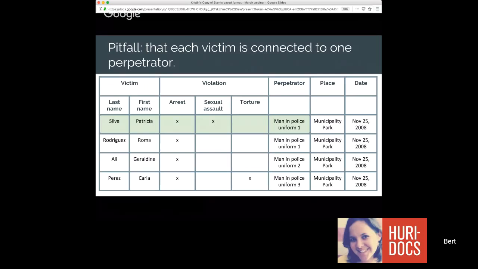The victim and the violation he or she suffered must not be separated from the information about who committed the violation, where and when it happened, and in what context the violation happened. The connection must be made at the level of the violation, the act, because any other level leaves open the possibility of confusing who did what to whom.